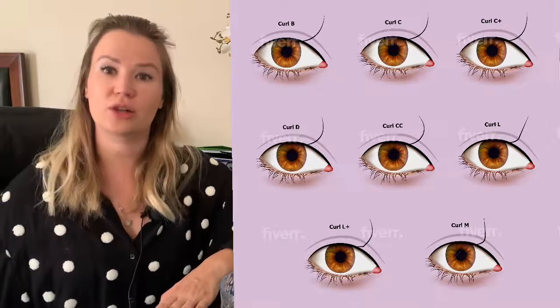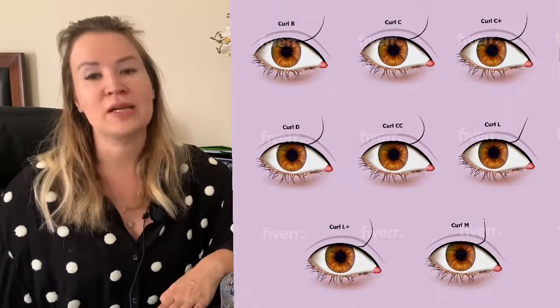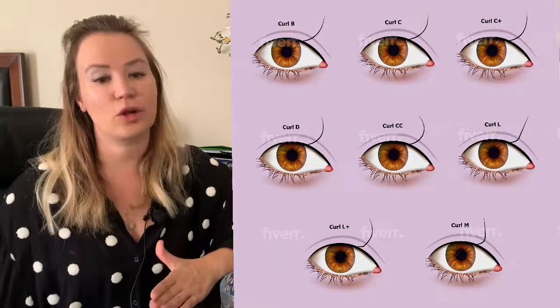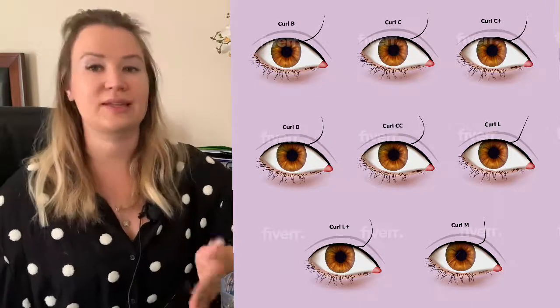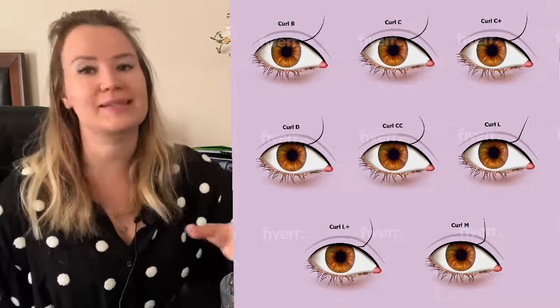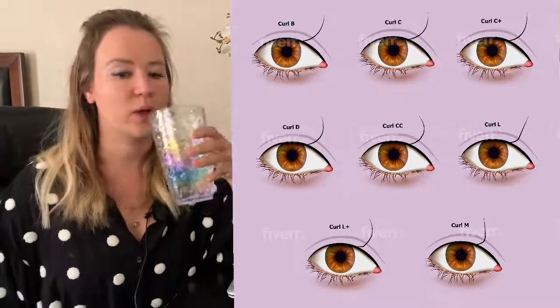Then the next curl is actually the CC curl. So the CC curl is actually a little bit curlier than the C curl, but it's less curly than the D curl. So it's like that curl in between. Sometimes it's also called the C plus curl as well.